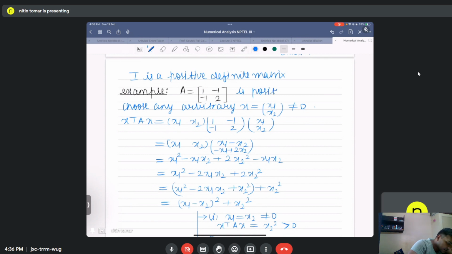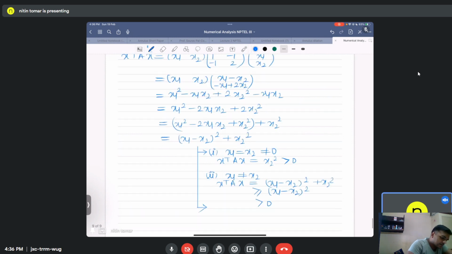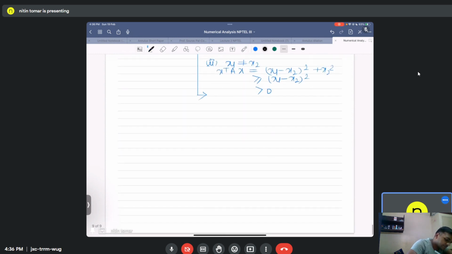This type of computation does not come to my mind suddenly. See, that is the thing. Okay, I will give you one test directly to check whether or not A is positive definite.